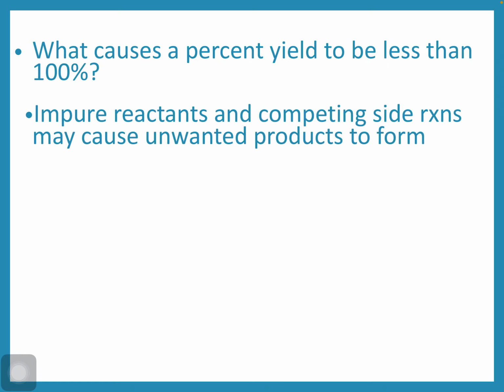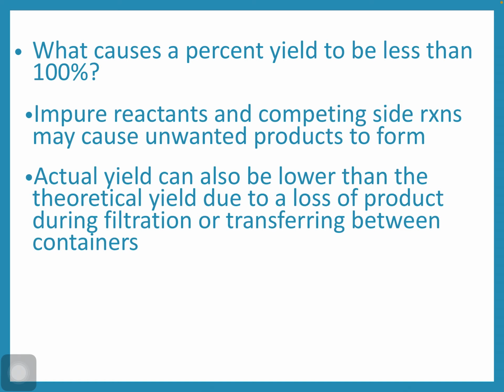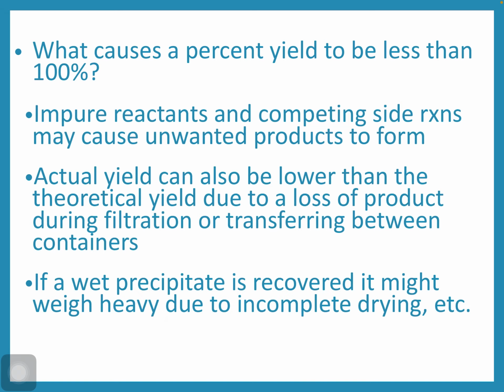The actual yield can be lower than theoretical if some product is lost. Depending on what form or what state our product is in, and mixed in with multiple products as we are trying to separate them out. If we need to do some filtering or transferring between containers, anything that's a gas, if we don't have things fully sealed, then we can be losing some of that product to our surroundings.